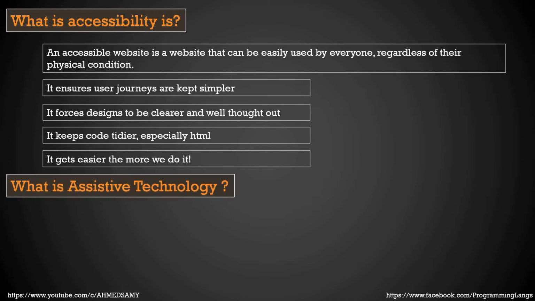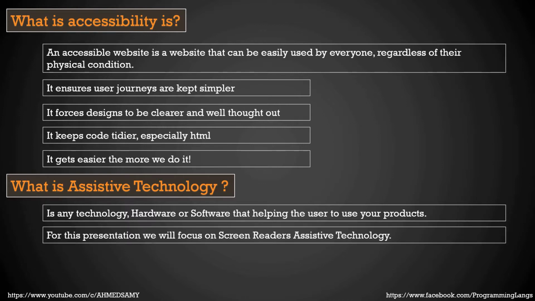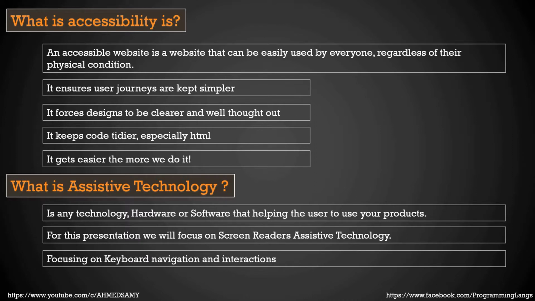What is assistive technology? Assistive technology is any technology, hardware or software, which helps the user to use your products, like screen reader assistive technology. Using keyboard interaction is considered assistive technology, and so on. Screen magnifiers, and even the contrast of the colors, are considered part of accessibility also. For this presentation, we will be focusing on screen reader assistive technology, such as NVDA.